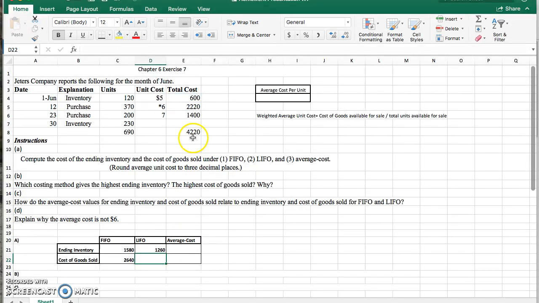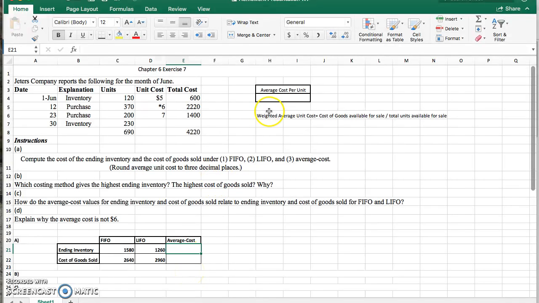And again, we're just going to take our cost of goods available for sale, and subtract our ending inventory, which gives us 2,960.